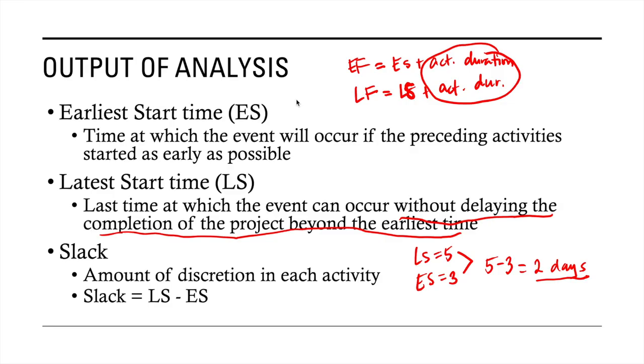Now that we were able to determine the earliest start time, the next goal for us is to determine the latest start time. Before we actually determine the latest start time, let us check first again what is the definition of the latest start time. It is the last time at which the event can occur without delaying the completion of the project beyond its earliest time.